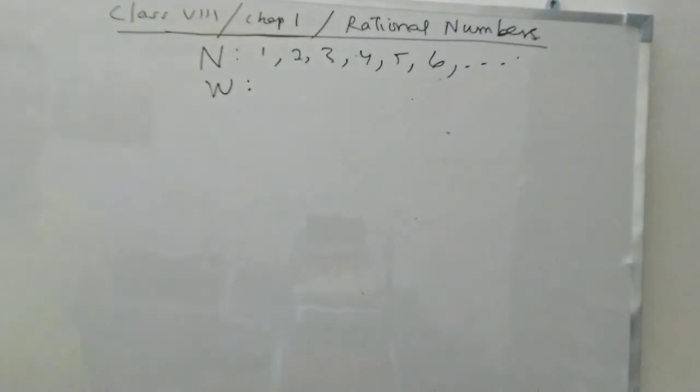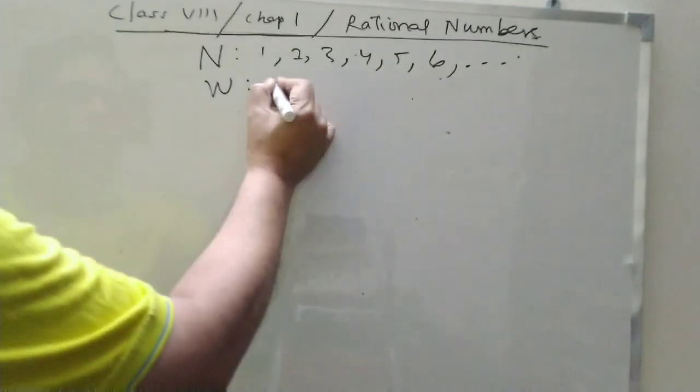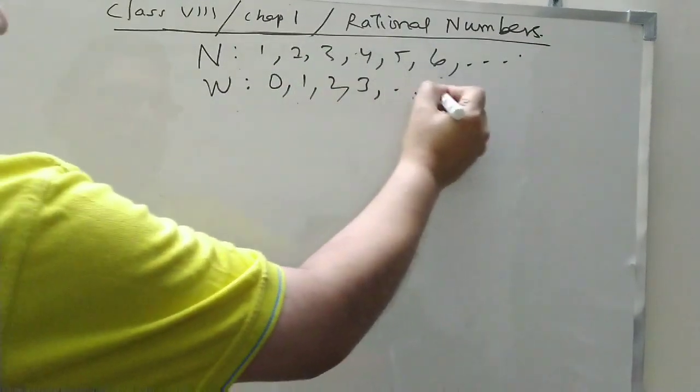Then came the set of whole numbers. Now what are whole numbers? If you include 0 in the set of natural numbers, it becomes the set of whole numbers. So 0 was also included and so on. So this becomes whole numbers.